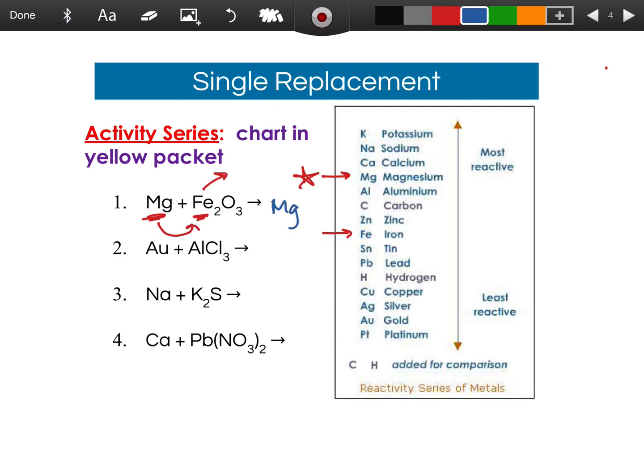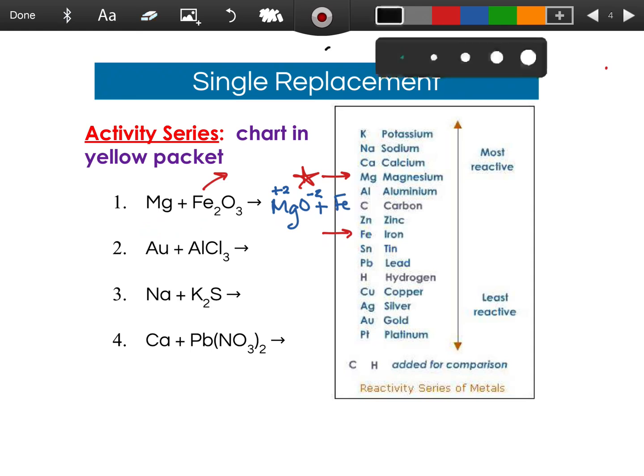Magnesium is going to then combine with oxygen. When you form a new product, you have to go back to the individual charges. So magnesium is +2, oxide is -2. So in this case, it would be MgO. And then iron gets kicked off by itself. So this would be your skeleton reaction because the reactants will actually happen.